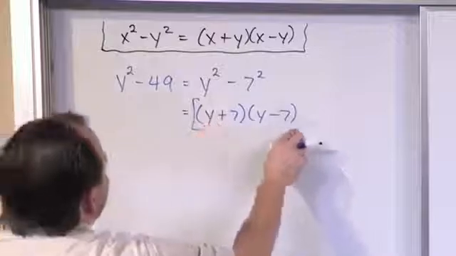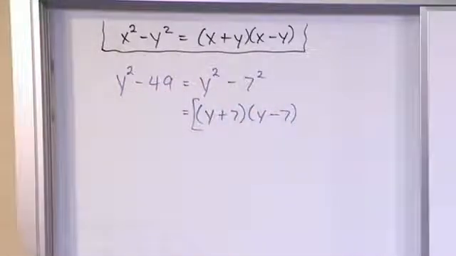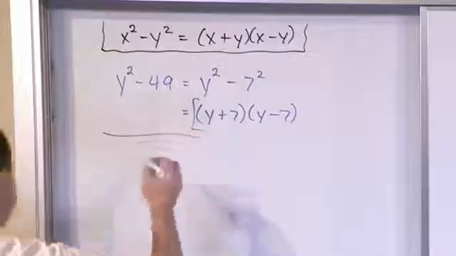Y plus 7, y minus 7, just like that. And that's the answer. If you do FOIL here, you will get back exactly what we started with, just like we did in the previous example.